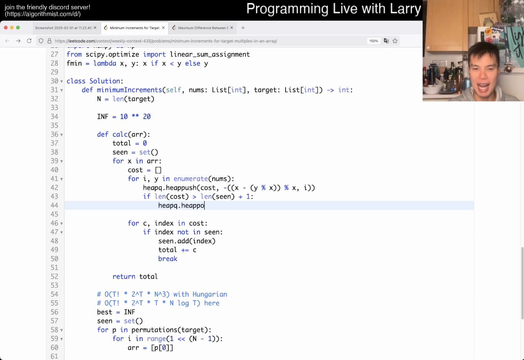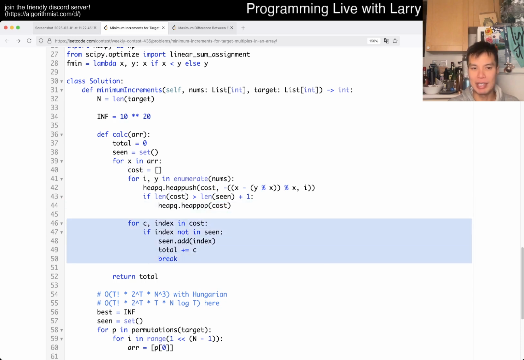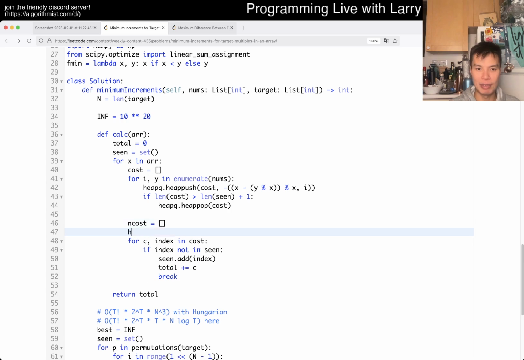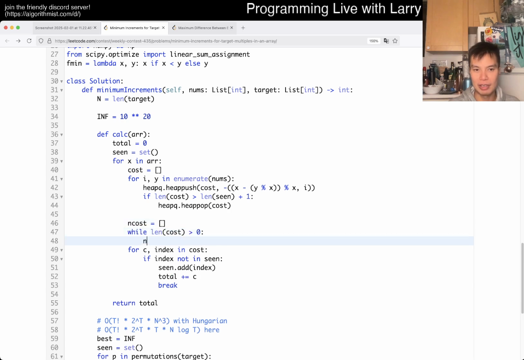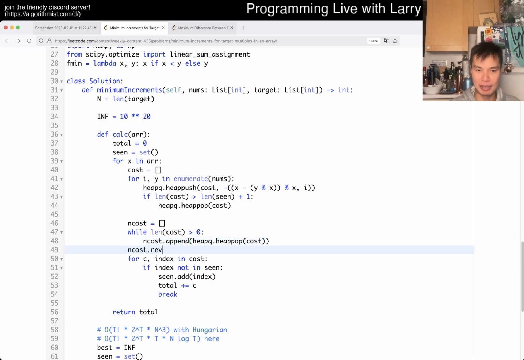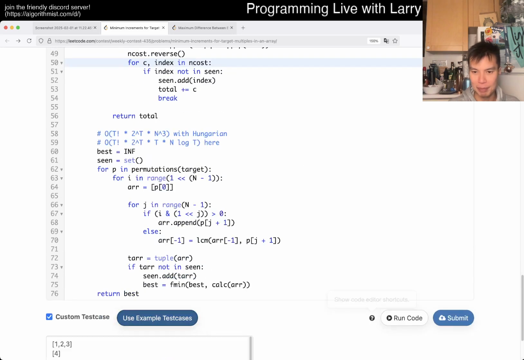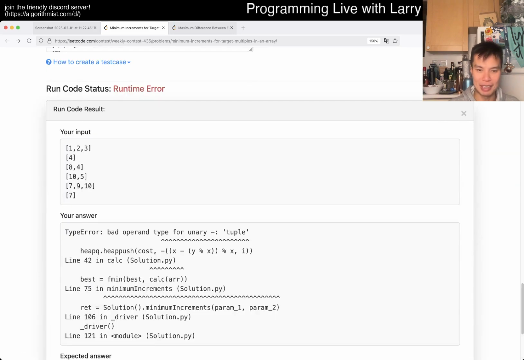Then we pop off the max, so now cost will always have like 2 elements. Except now we want it back in the right order, so we want to pop and then reverse it. New cost is equal to, while length of cost is greater than 0, new cost dot append heap dot heappop of cost. And then at the end we reverse it, and here we do new cost. I think that's right, but maybe I make silly mistakes, because I tend to make silly mistakes.